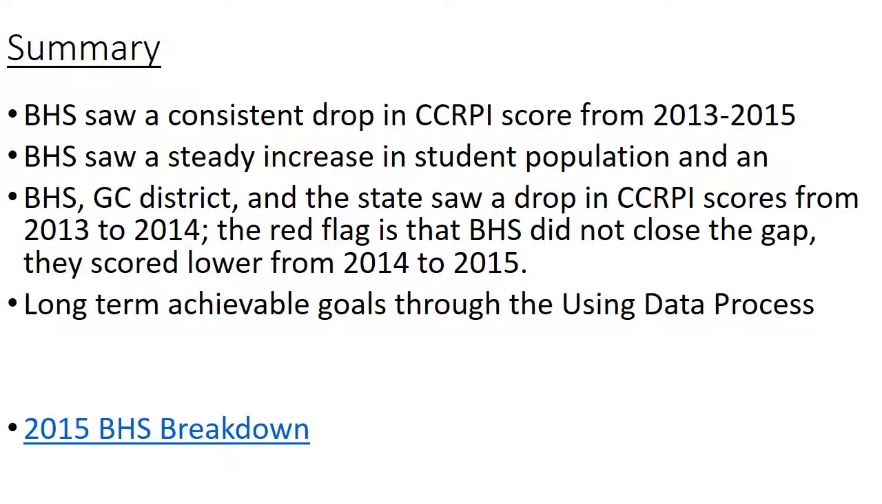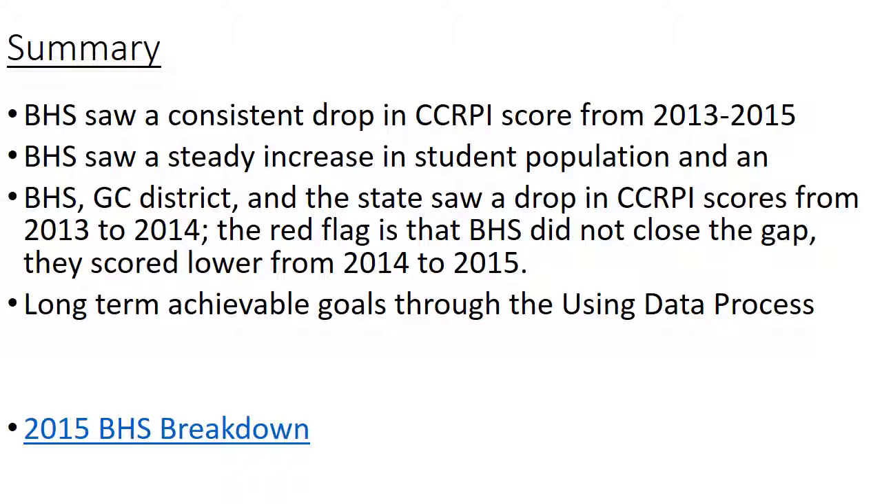As an overall summary, BHS saw a consistent drop in CCRPI scores from 2013 to 2015. This is an issue, and this is something as a faculty we should all accept and move forward on, and definitely come together on increasing and helping to improve the CCRPI score. BHS saw a steady increase in student population. BHS, the Glenn County District, and the state saw a drop in CCRPI scores from 2013 to 2014. The red flag is that BHS did not close the gap. They scored lower from 2014 to 2015.